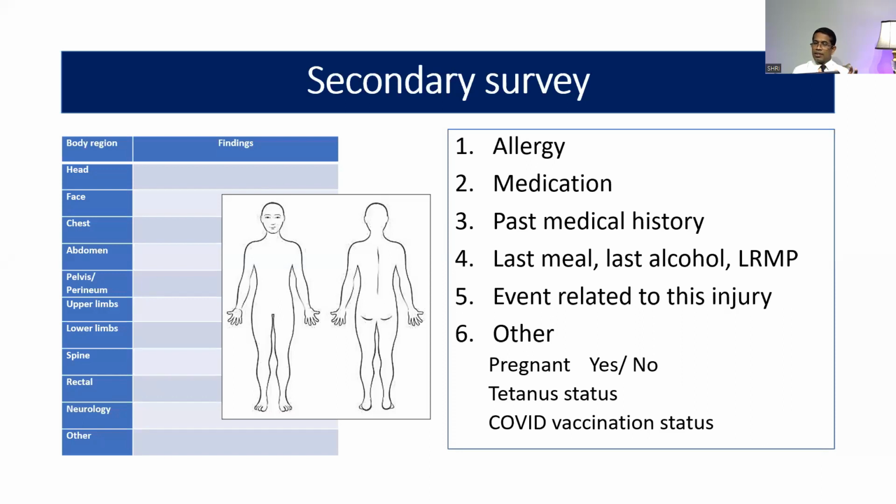Okay, these are the main things we have done in the primary survey. And then you take a brief focused history, which is AMPLE: allergy, medication, past medical history, last meal, last alcohol, LMP, and event. These are the main things you're going to assess in the history of a trauma patient. And then you do the secondary survey in the meantime, which is a head-to-toe assessment. Once you identify any injuries, you need to manage them. But if you identify any life-threatening injuries, you need to go back to the primary survey and do the management.